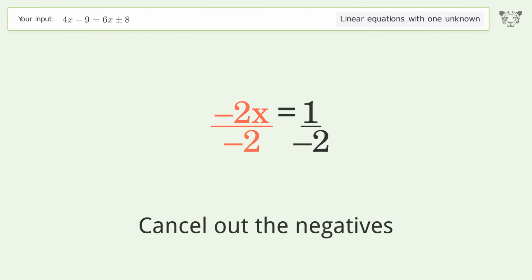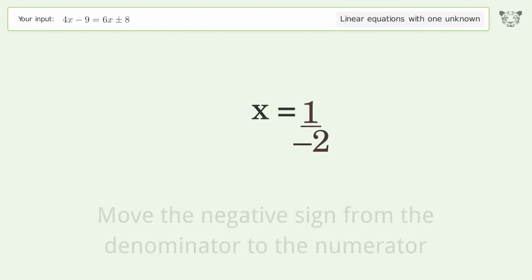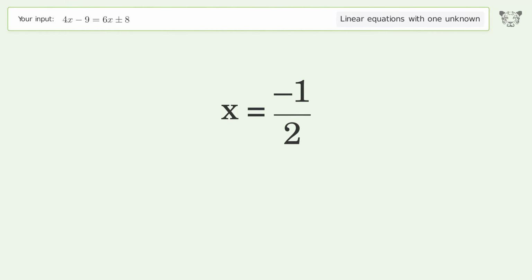Cancel out the negatives. Simplify the fraction. Move the negative sign from the denominator to the numerator. And so the final result is x equals -1/2.